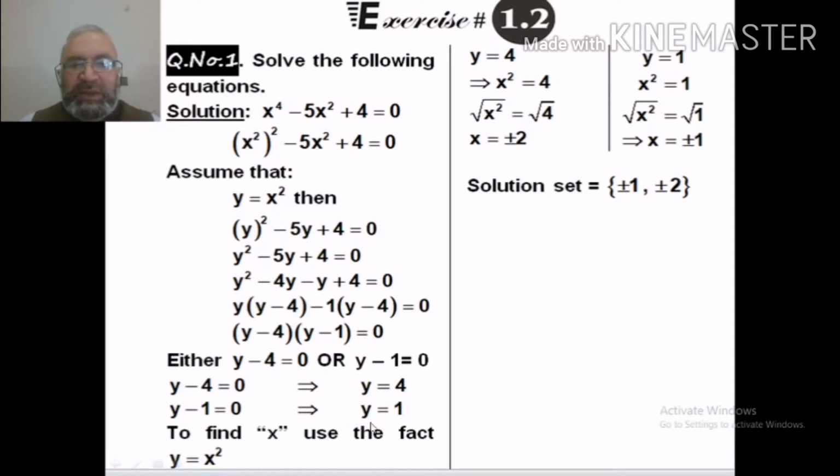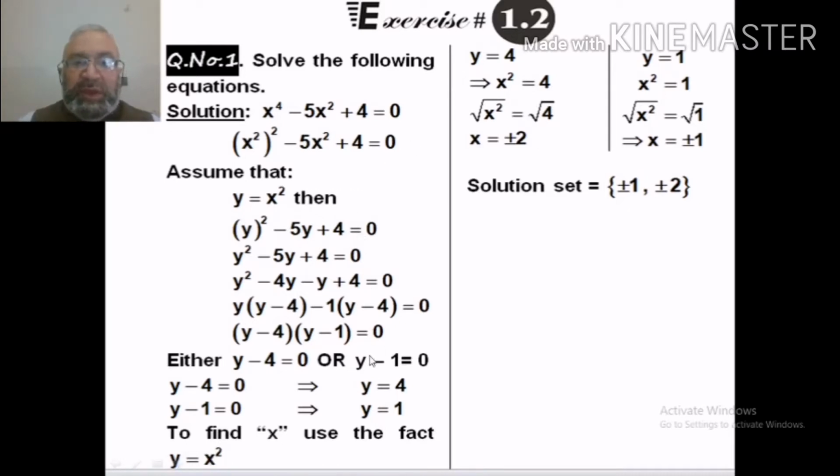So this is not the solution, because the original equation is in variable x. Again, by back substitution, we will get the value of x, because we need the solution of this quadratic equation in which the variable is x. So we have to find the value of x. For x, by back substitution, we substituted x square is equal to y. Thus to find x, we use the fact y is equal to x square.